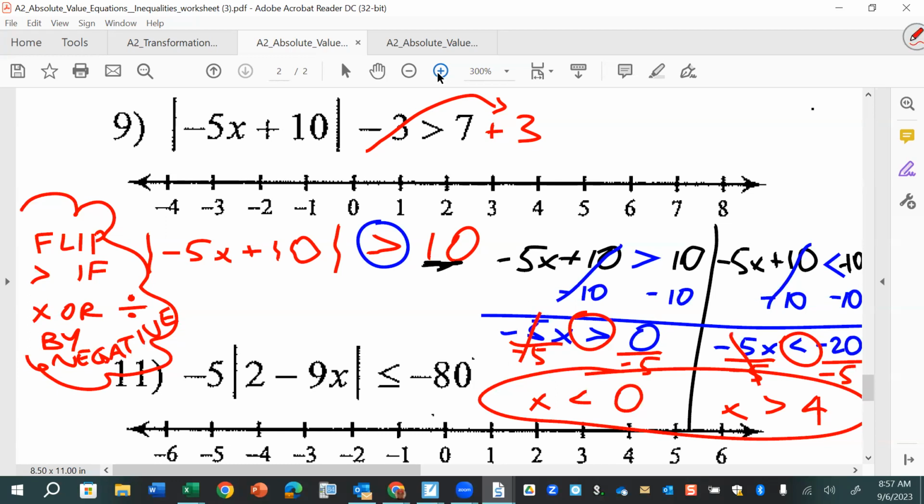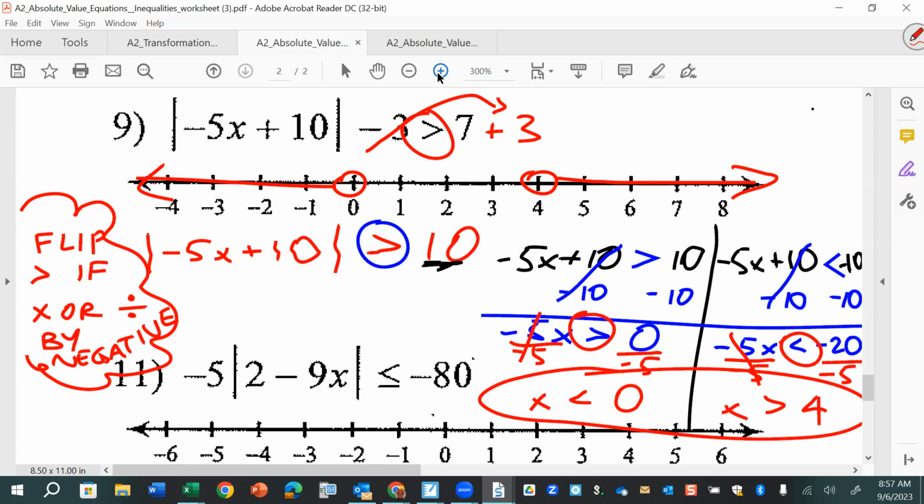You said open circles at 0 and 4. And what is this going to be? It needs to be smaller than 0 and bigger than 4. Okay. So what do we call that? The horns. And what was this thing originally? Greater than. That's supposed to be the horns.